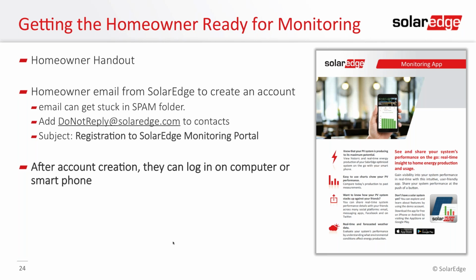And it's got these types of advice features in there: add do not reply at SolarEdge.com to contacts. So what's going to happen, as Alex mentioned, is SolarEdge is going to send them an email. And that email is critical to them setting up an account. That email gets stuck in their spam folder. They never see it. They come back and say, what email? I never saw it. So with this guide, they need to add do not reply at SolarEdge to their contacts. The subject of the email will be registration to SolarEdge monitoring portal. If they do a search in whatever they use for mail, sometimes that will make it pop up and they can see that it was in their junk folder. So this is a way to recover that email if they've lost it, or this will help them not lose it in the first place.